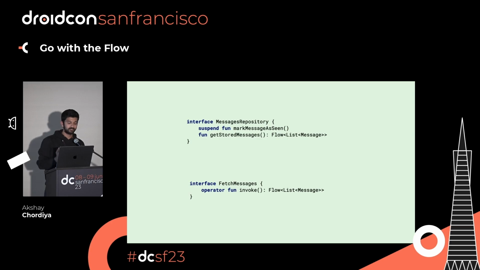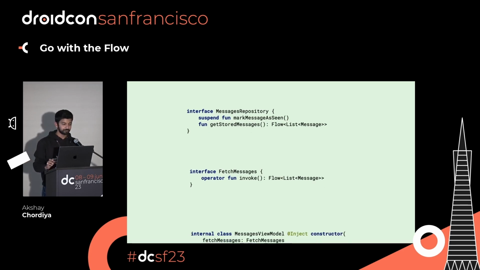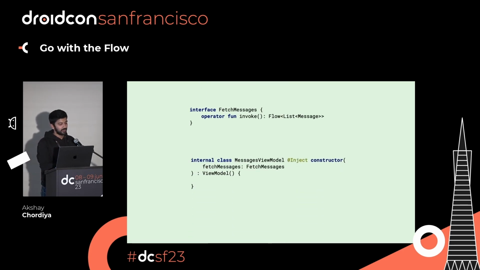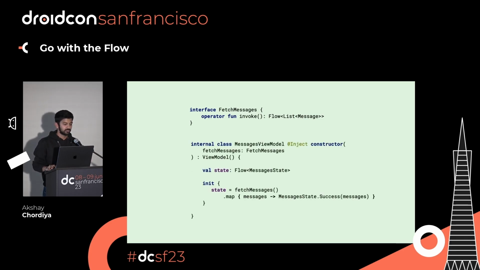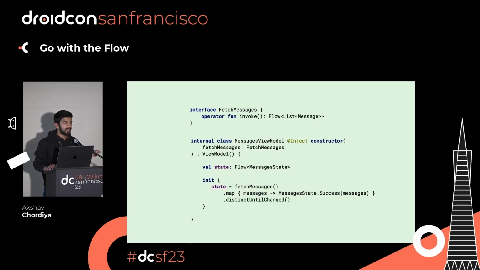Imagine you have a screen where you render the UI as per the state, which shows a list of messages. In which case you would have a repository or a use case like fetch message, which is the use case. Essentially it's returning a list of messages wrapped in a flow. Then you would use this use case in your view model, and create a state out of it. You would also apply distinctUntilChanged to prevent setting the same state to the UI when nothing is changed.